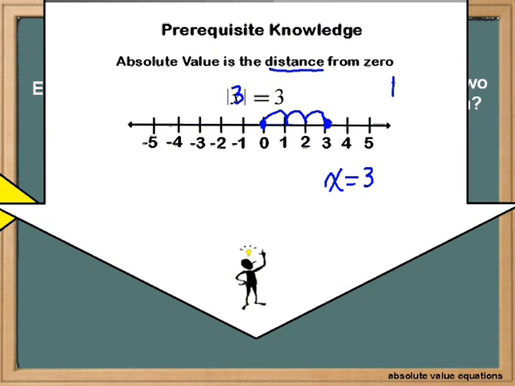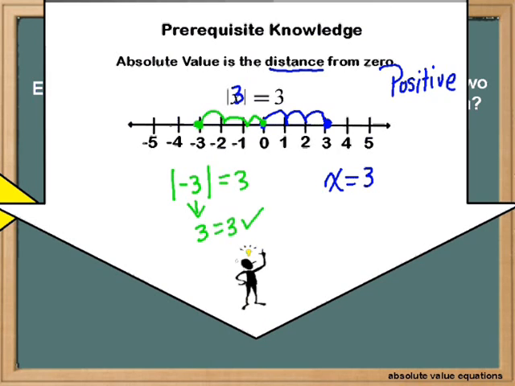Now let's also remember that absolute value is always positive. So that's going to be important when I think about the next possibility here. What would happen if I started at the 0 and moved 3 units to the left? That would put me at a negative 3. Does that really work? Let's take a look. If I substitute that negative 3 in for x in the original equation, and I know that the absolute value is always positive, now that negative 3 becomes a positive 3. Did that equation check out? And the answer is yes. So I now know that there's a second answer, and it's negative 3.